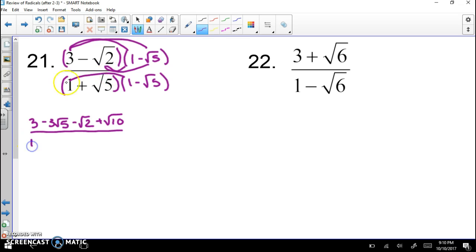We now do the same thing on our denominator. First, gives us 1. Outers, negative square root of 5. Inner terms, positive square root of 5. And then our last, negative square root of 25.